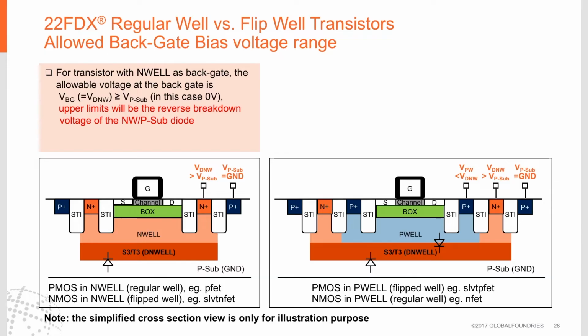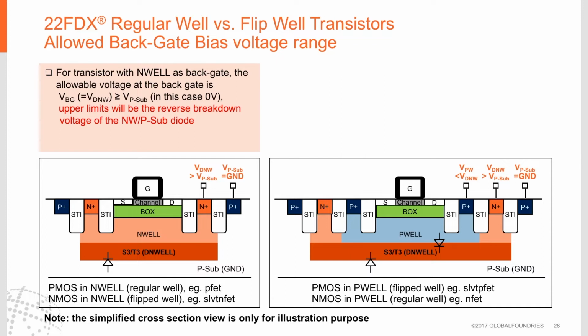NFET. The diode between the deep N well, or the P substrate, needs to be taken into account so that an accidental forward biasing does not happen. Note that the P sub or ground will be at ground, so the deep N well cannot be taken below ground. On the right hand side, we have a triple well device.